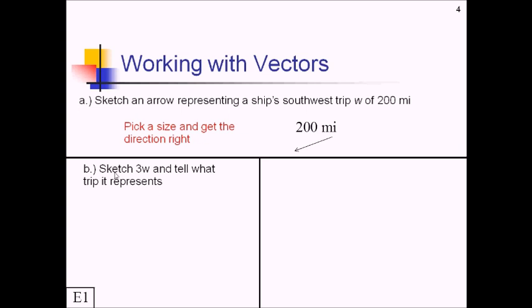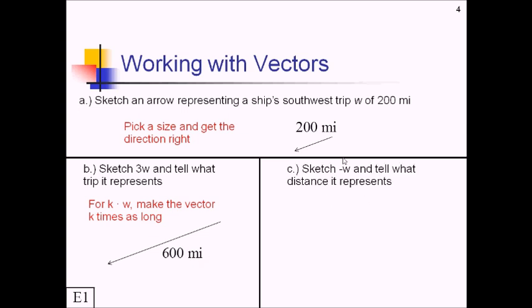Now, what if they want us to sketch 3W and tell what the trip is that it represents? So if you're multiplying a constant times a vector, what you're actually doing is making the vector that many times as long, whatever that k value is. So our arrow is going to have to be 3 times as long, like so, and then that would be a trip of 600 miles. The actual quantity itself, the distance, gets multiplied by 3.